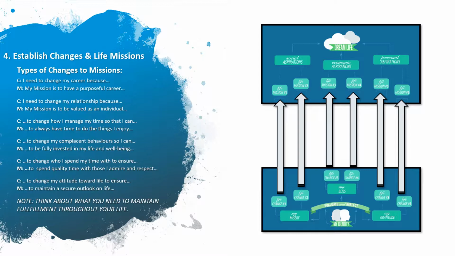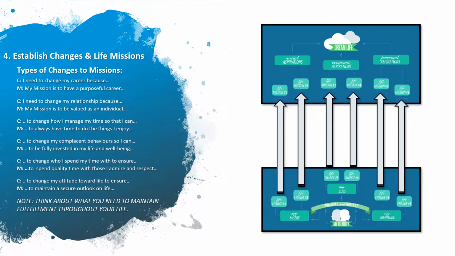A change you can implement is to change your complacent behaviors so that you can be better invested in your life and your well-being. Well, maybe that's the mission for that change. What's the mission for who you spend your time with? Maybe that mission is to spend quality time with those you admire and respect, as opposed to those who restrict and limit your potential and identity. Change your attitude towards life to ensure that you're taking care of yourself and you maintain a secure outlook. So maybe that's the result of that change.